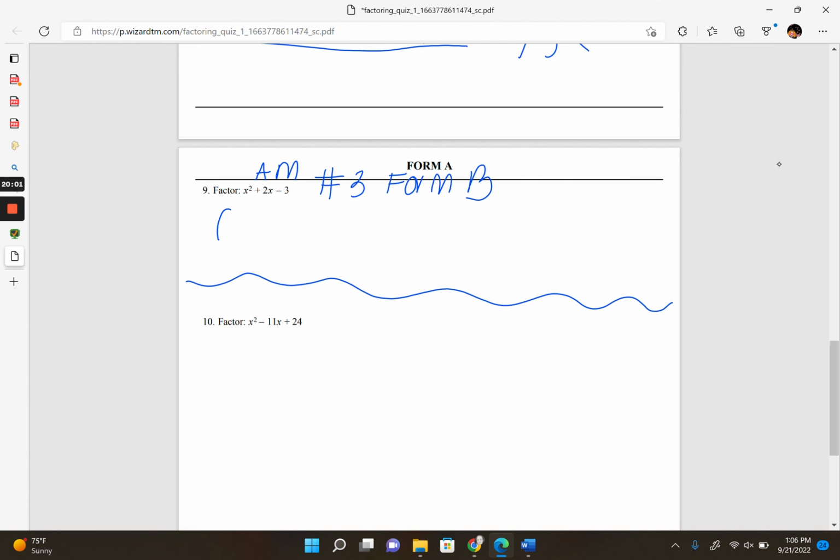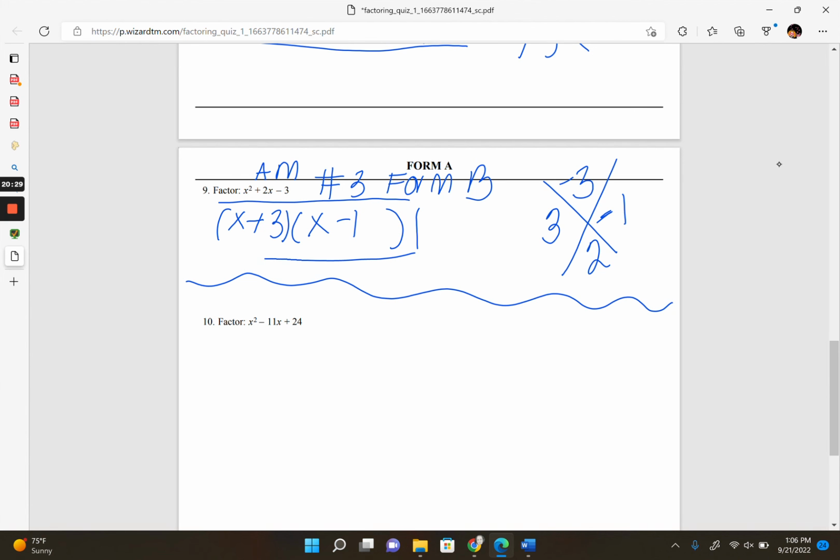All right, so double bubble, x and x. What multiplies to -3 but adds to 2? Okay, so we have +3 and -1. So 3 plus -1 is 2. 3 times -1 is -3. So the two factors are +3 and -1. If you write it as -1 plus 3, that's fine as well.